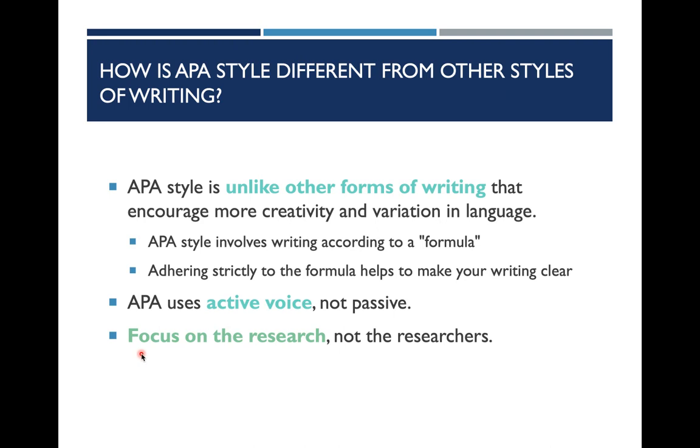In APA style, to the contrary, we don't care about the people pretty much ever at all. There are very few specific circumstances where you might want to mention and talk about individuals themselves. But 99% of the time, we don't care about the researcher. We care about the research. We care about the ideas, the topics, the findings. That's going to be our focus. We're going to basically completely avoid talking about people, individuals, authors. We're only going to talk about the topics at hand.